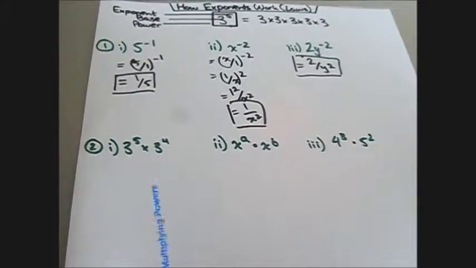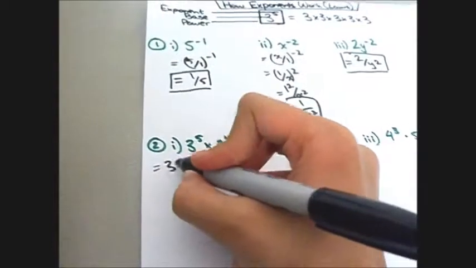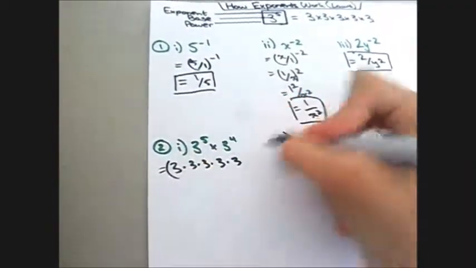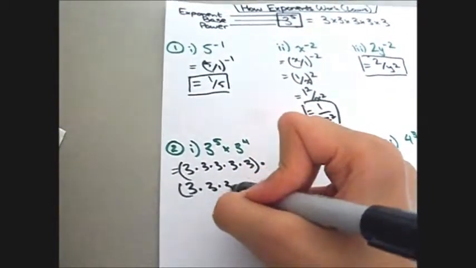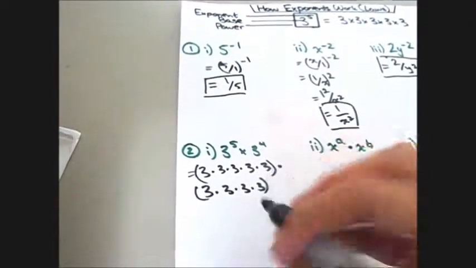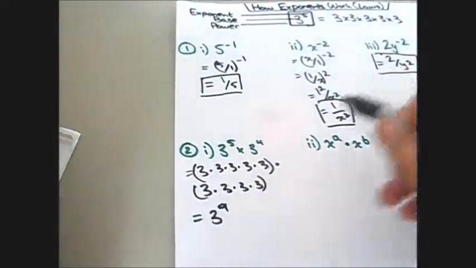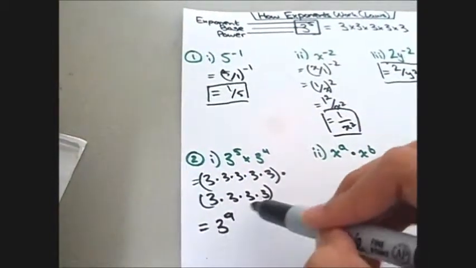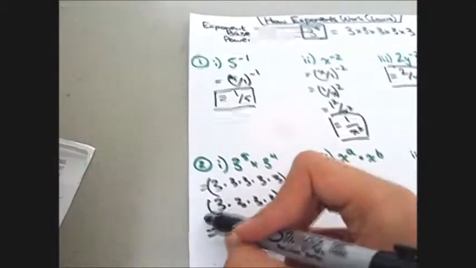Our next law is with multiplying powers. So let's try the first one. I'm going to write 3 times 3 times 3 times 3 times 3 times 3 times 3 times 3 times 3. So it's basically like writing 3 nine times. So I'm going to simplify it to 3 to the power of 9. And what do you notice? 3 to the power of 5 times 3 to the power of 4 is 3 to the power of 9. So when you multiply two powers with the same base, you simply add the exponents.